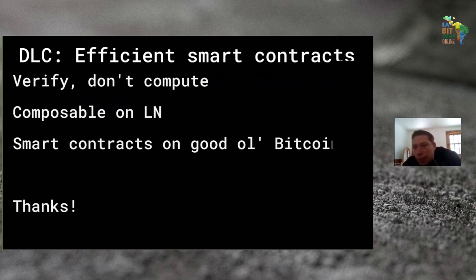Yeah, so this is the last slide. I guess I have one minute left. I think it's a really interesting thing. I'll talk a little bit about the history of this. Discrete log contracts, well, the name is more recent, but some of the ideas came before Lightning Network and sort of led into Lightning Network.